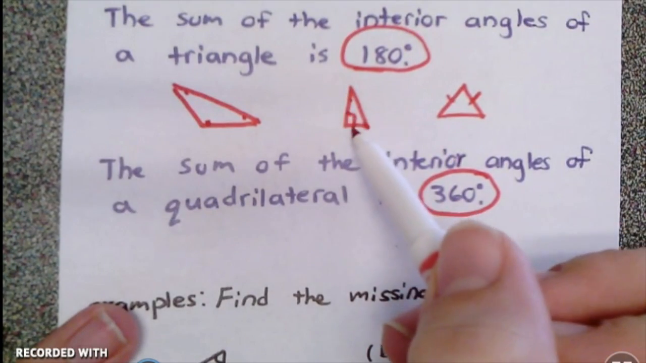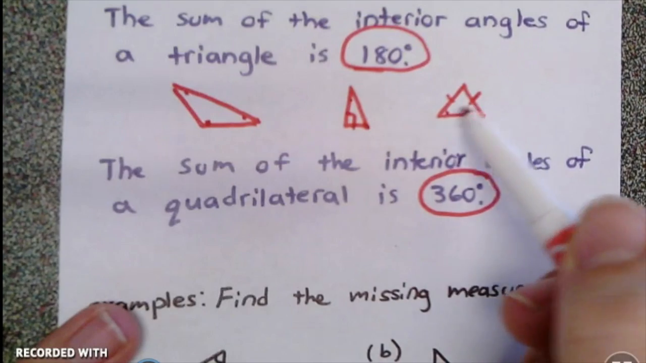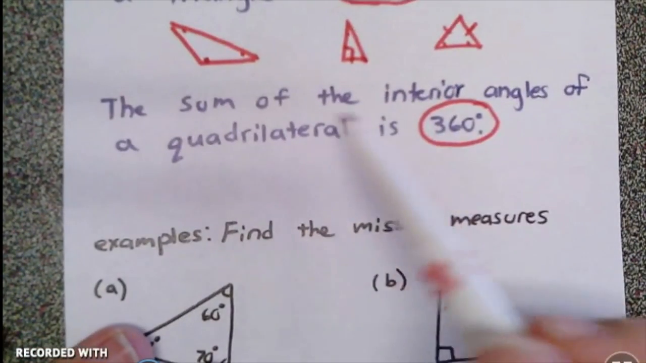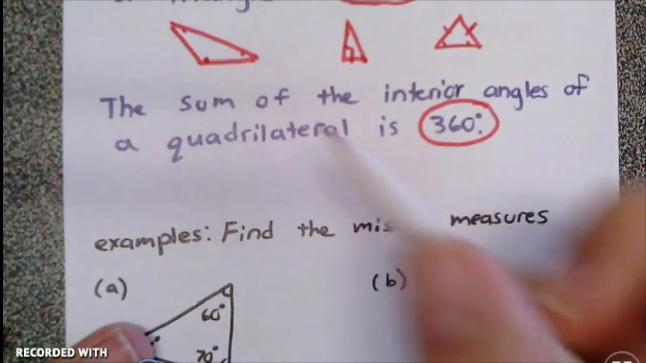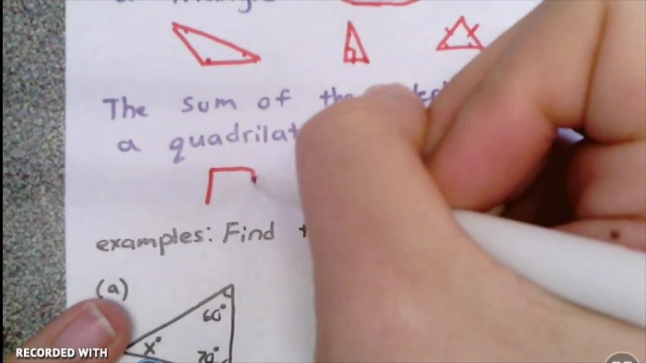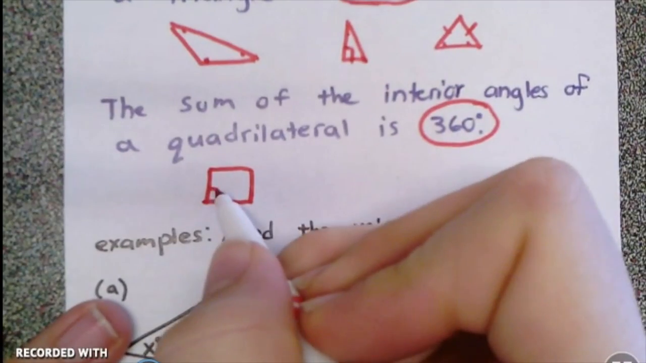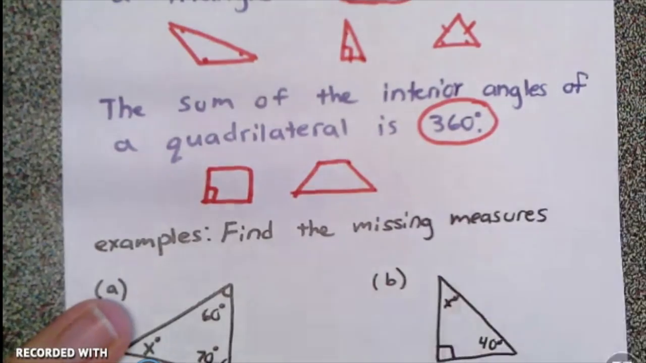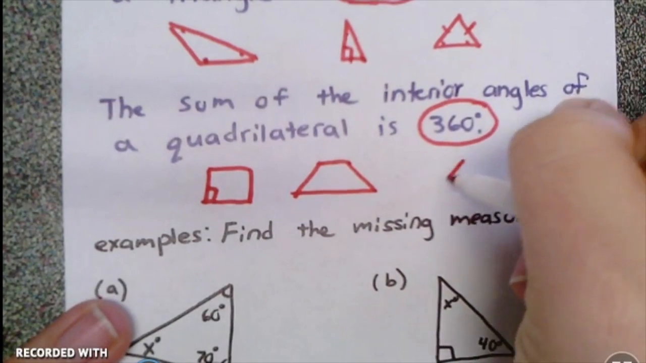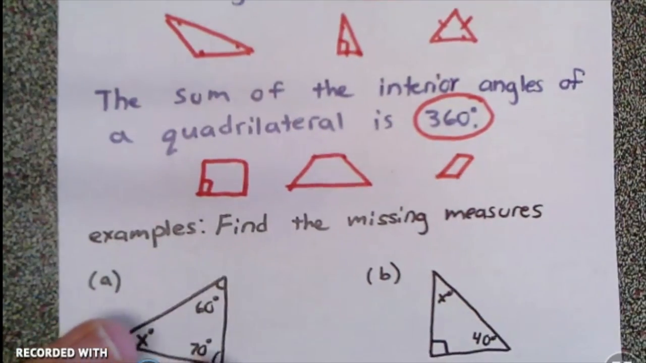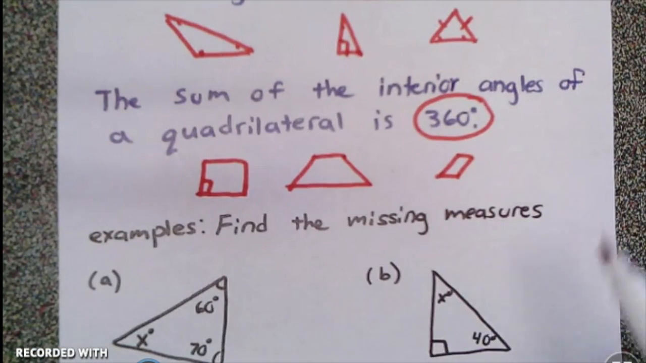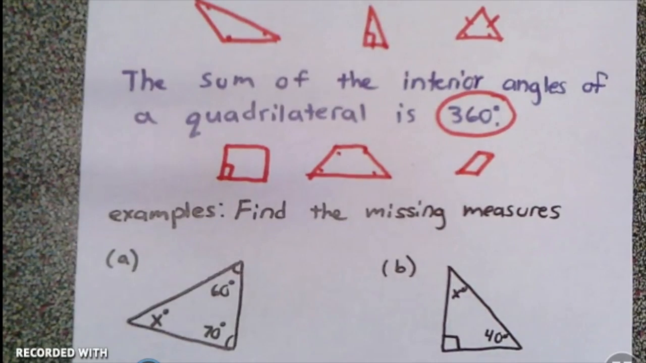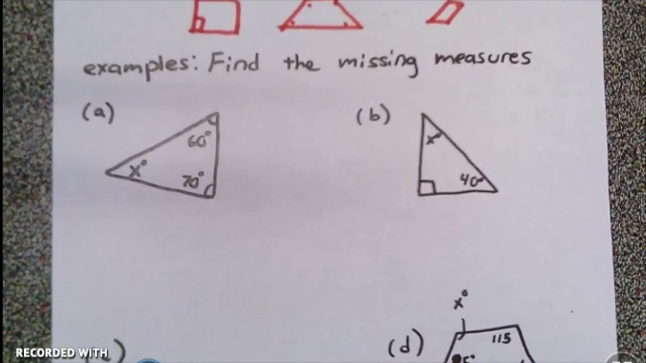This means it's 90 degrees. This plus this plus this is going to be 180 degrees. If I do all the interior angles of a quadrilateral, no matter what kind of quadrilateral, whether it's a rectangle or a square, whether it is a trapezoid, whether it is a rhombus, any type of quadrilateral, when I add up all their interior angles, there will always be 4, they will add up to 360. So we can use that information to find missing measures.